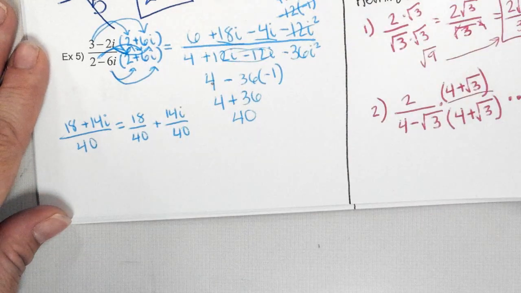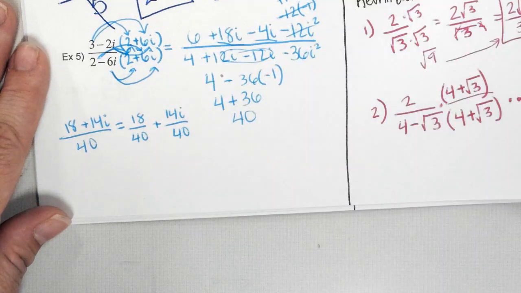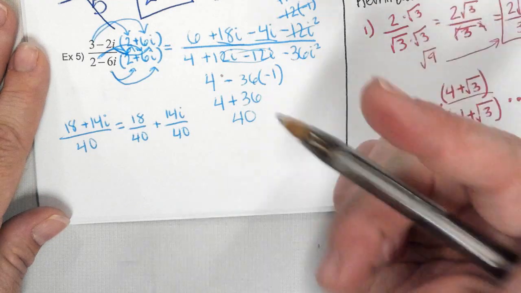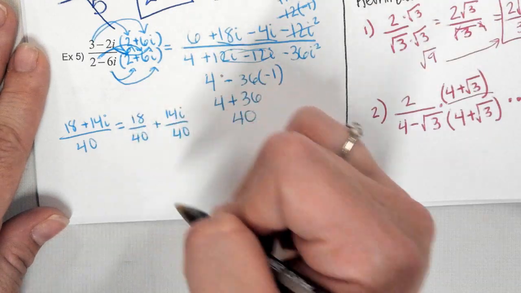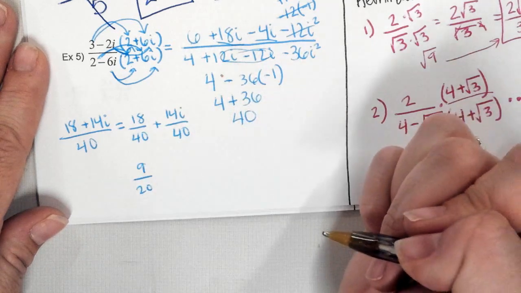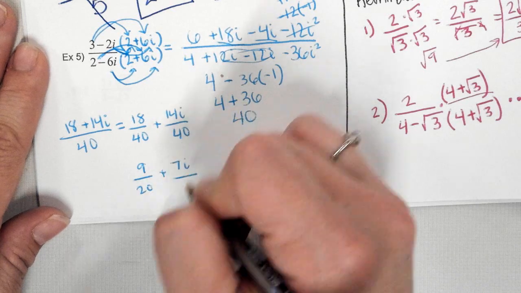And if you're not the best at simplifying, can you use your calculator? Yeah, now these are both even, so you can honestly just cut them in half. And if they cut in half again, cut them in half again if you're trying to do it by hand. What's half of 18? And what's half of 40? Now, this actually does not simplify further. Plus half of 14i is 7i over half of 40 is 20.